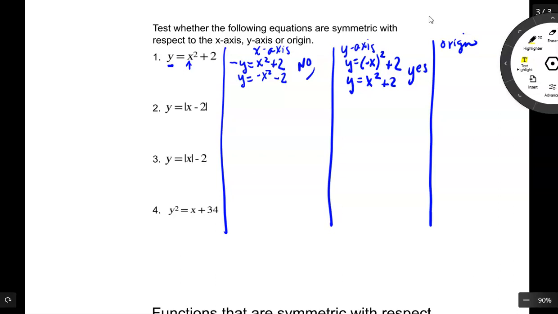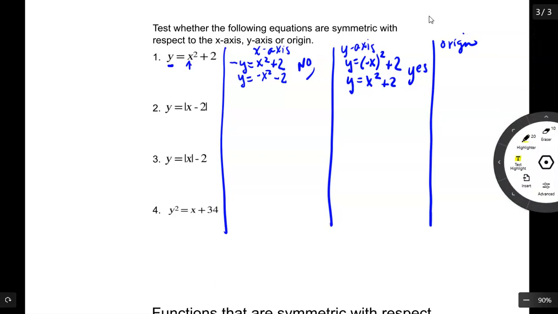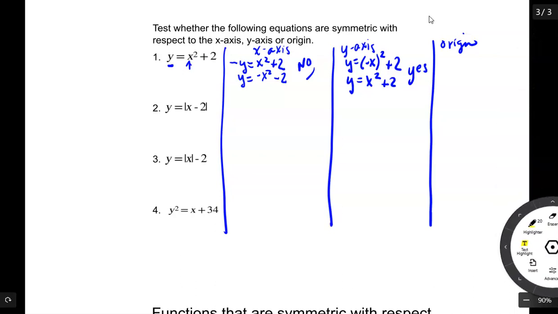Okay, this last one, if you look back at your directions, it says to check for origin. We're going to replace the x with negative x and the y with negative y. So we get negative y equals negative x squared plus 2. We already know that when we take negative x times negative x, we can replace that with x squared. And now we are at an equation that's the same as we had over here for the x-axis, and we already checked. If we solve that for y, we're going to have y equals negative x squared minus 2. So that one's a no.